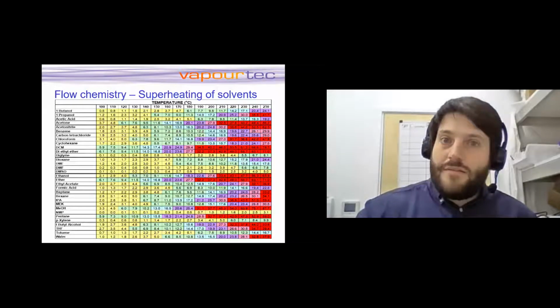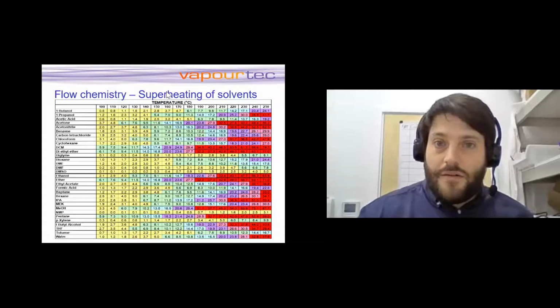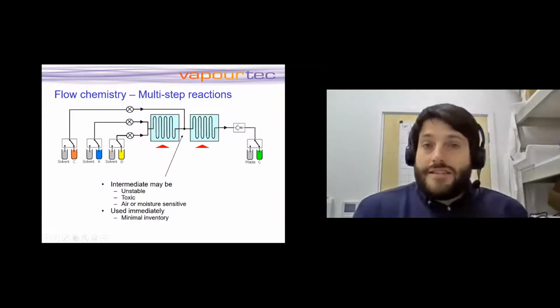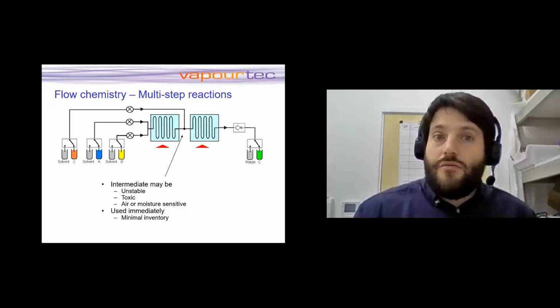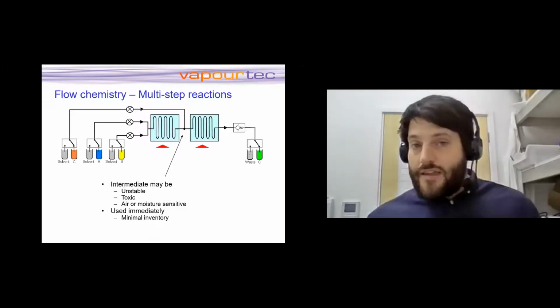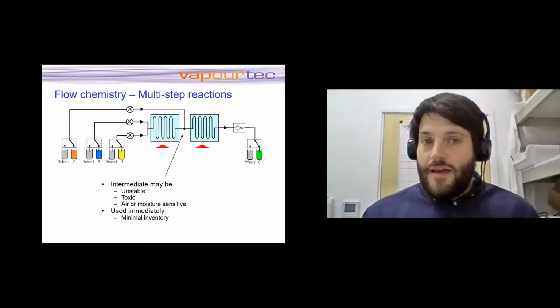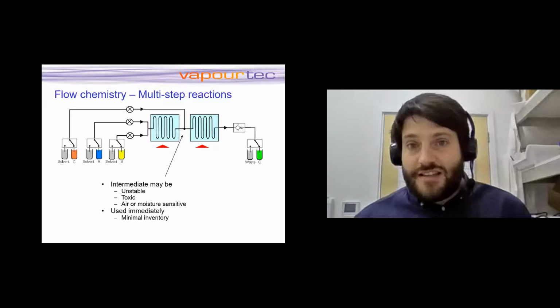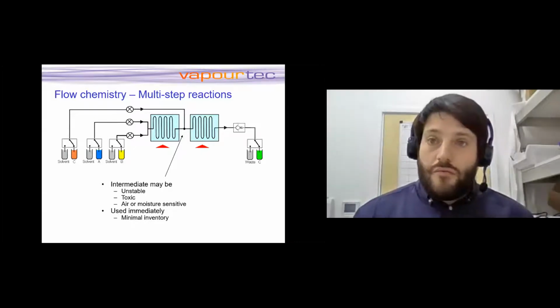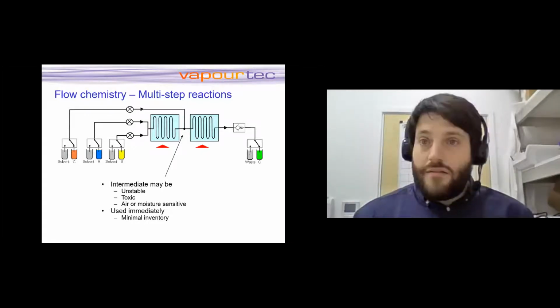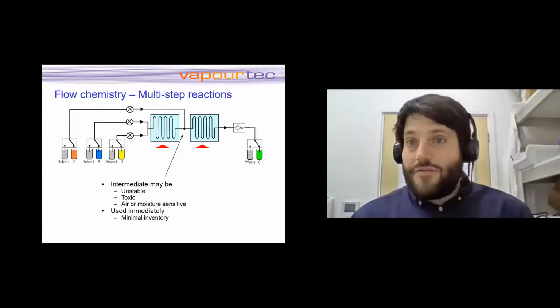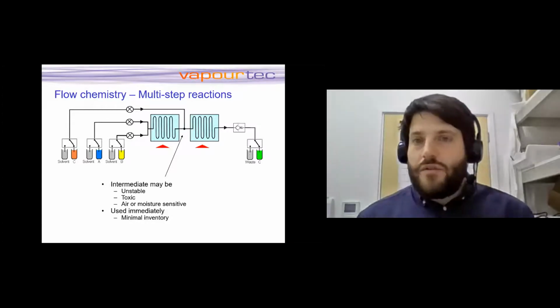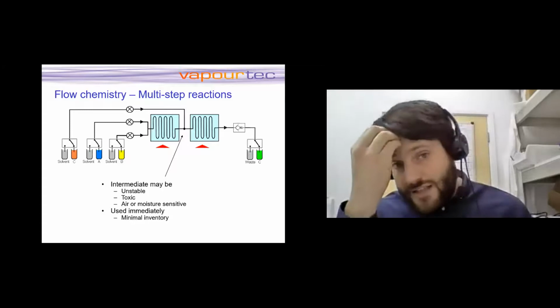If we want then to take it to the next level, we can start looking at multi-step reactions. So in this case, we have 3 reagents. We are making A plus B to give an intermediate that can be either unstable, toxic, or just moisture sensitive. And that intermediate just reacts in line with the following reagent in a secondary reactor, and then we can have a multi-step reaction. This is a very simple setup I use in my lab.